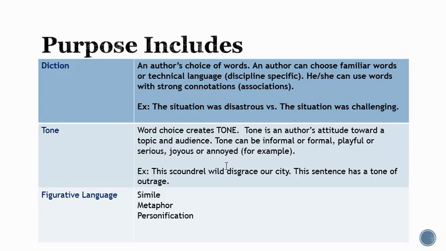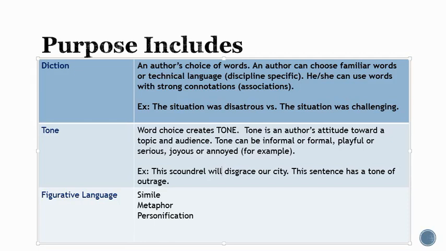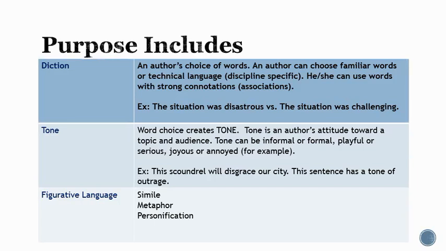Here's an example. This scoundrel will disgrace our city. This sentence has a tone of outrage. And finally, there's figurative language. Figurative language includes similes, metaphors, and personification, and all of these are used at times to further help the purpose of an author's piece.